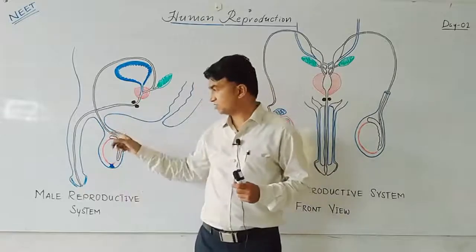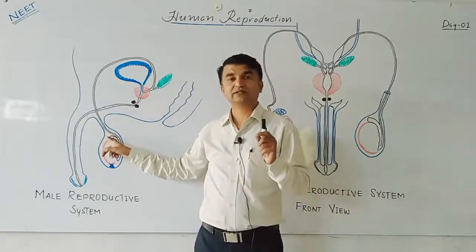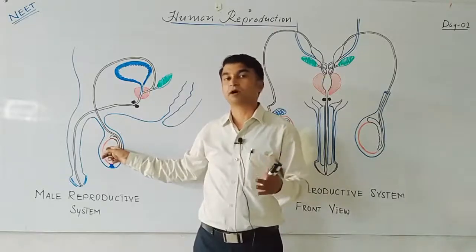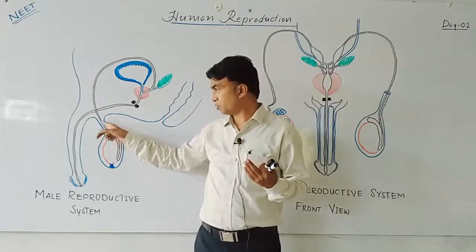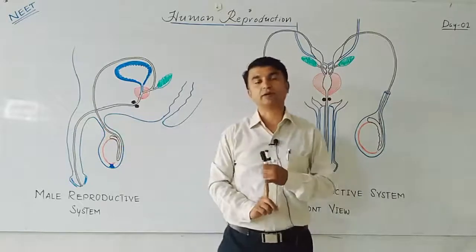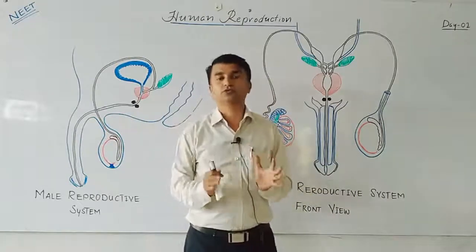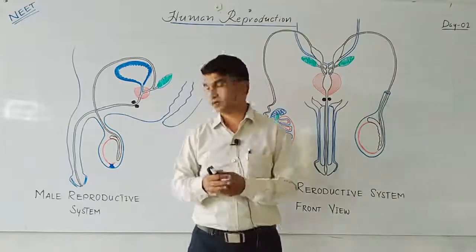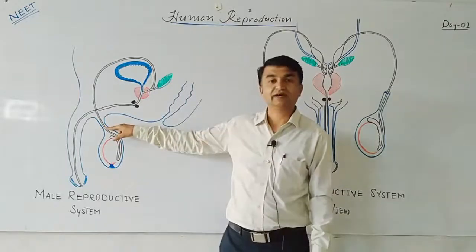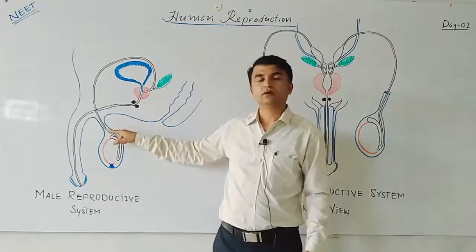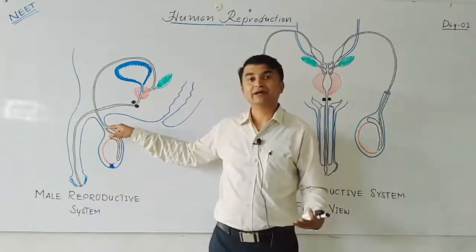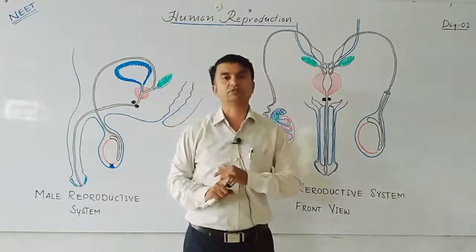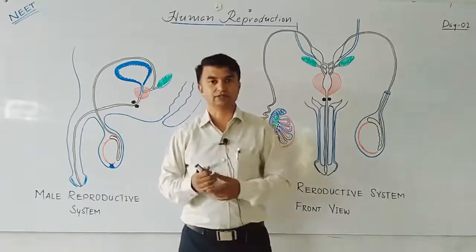So this is the scrotal side. The testis is in a suspended state with the help of the spermatic cord, present in this region. This spermatic cord contains connective tissue with arteries, veins, lymphatic vessels and nerves, plus the vasa deferens and the cremaster muscles. So we have two types of muscles: one is the dartos muscle, the second is the cremaster muscle.